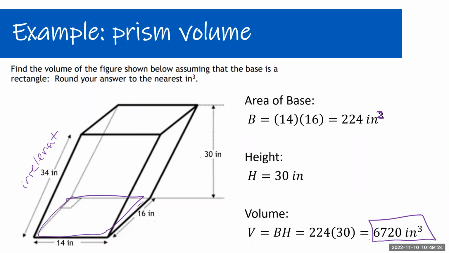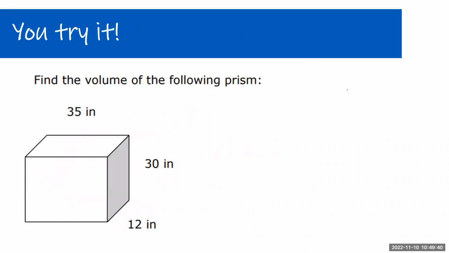Now, some of you in other classes might have learned that volume is length times width times height for a prism like this. That works too, because notice that this is just the area of the base. So if you want to think about it like that, go for it. It's the same thing. Now you take a moment and try this. Find the volume of this prism. Pause, work it out, and then resume.